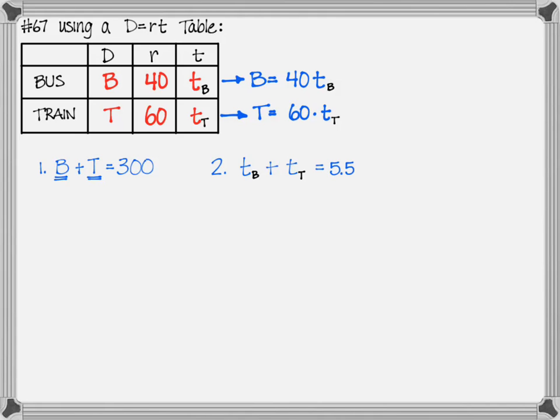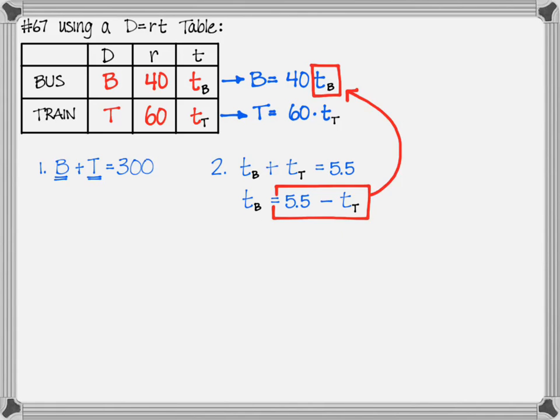So I'm going to take this time one. Since time is what we're interested in, I'm going to write the time on the bus in terms of time on the train, which allows me to substitute that into this statement up here about the distance on the bus. So we substitute that in.